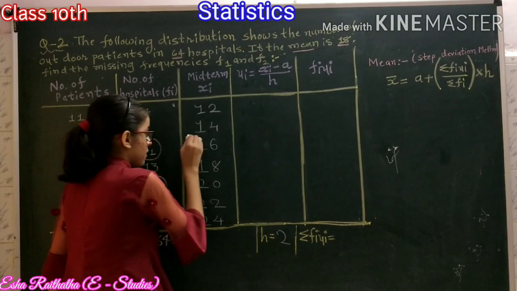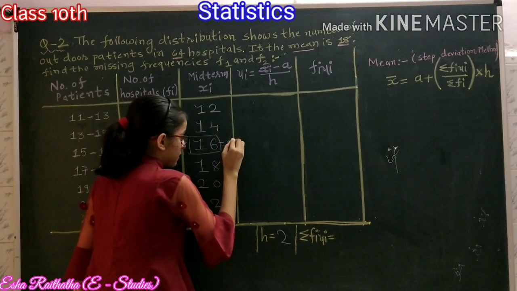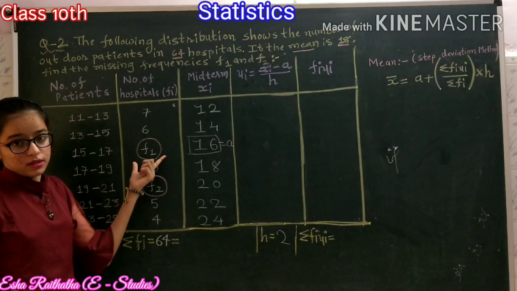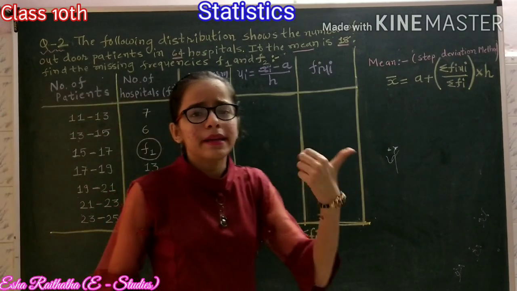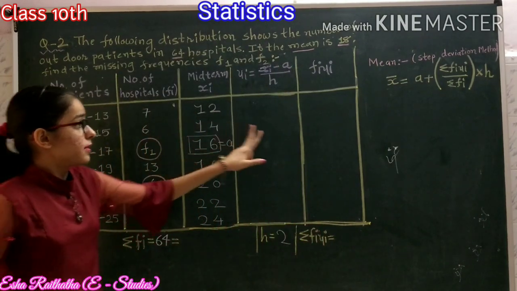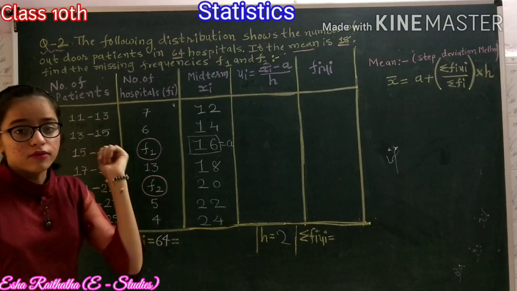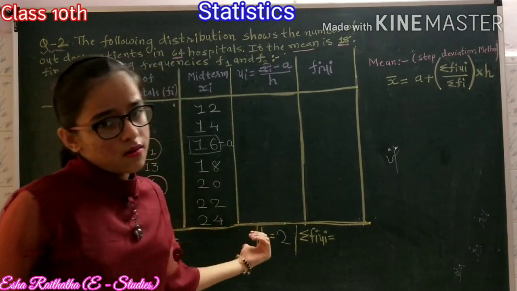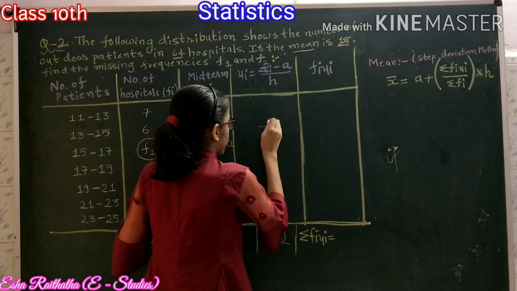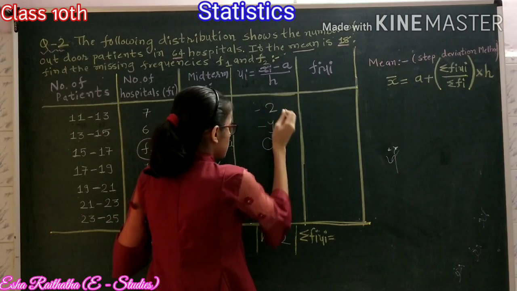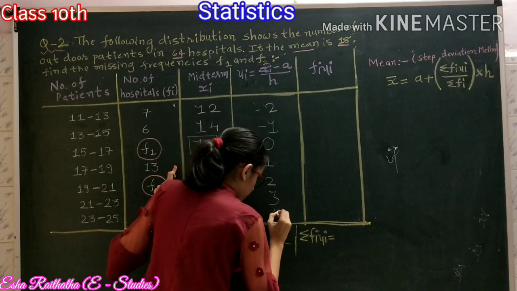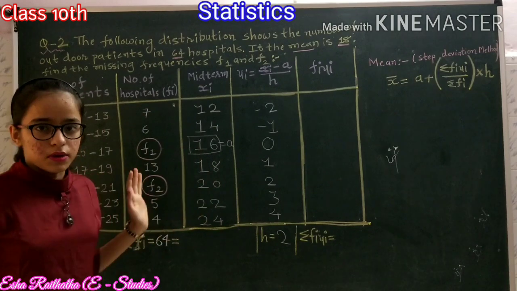Now we have to take 16 as the assumed mean A. But why? Because if we make 16 the assumed mean, then F1 will become 0, and it will be easy to find these values. So we will do it like this: here will be 0, minus 1, minus 2, 1, 2, 3 and 4, as I have done earlier.